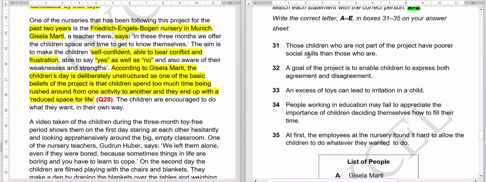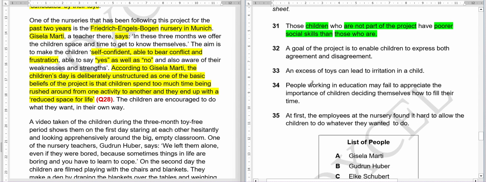Question 31: Those children who are not part of the project have poorer social skills than those who are. Is there any mention of children who are not part of a project having poorer social skills than those involved in the particular project? Is there any mention of any project here? Obviously not, though it can be our answer. Question 32: A goal of the project is to enable children to express both agreement and disagreement. Is there any mention that the goal of that particular project is that it enables children to express both their agreements and their disagreements?